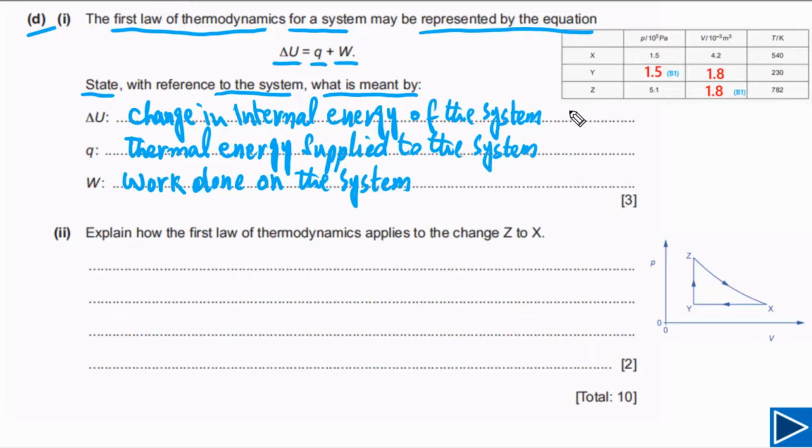If you have written this for delta U, you will get 1 mark, and this is a B mark. And for Q, you will also get 1 B mark. And for W, this is also another B mark. If you have written these 3, you will get 3 B marks.